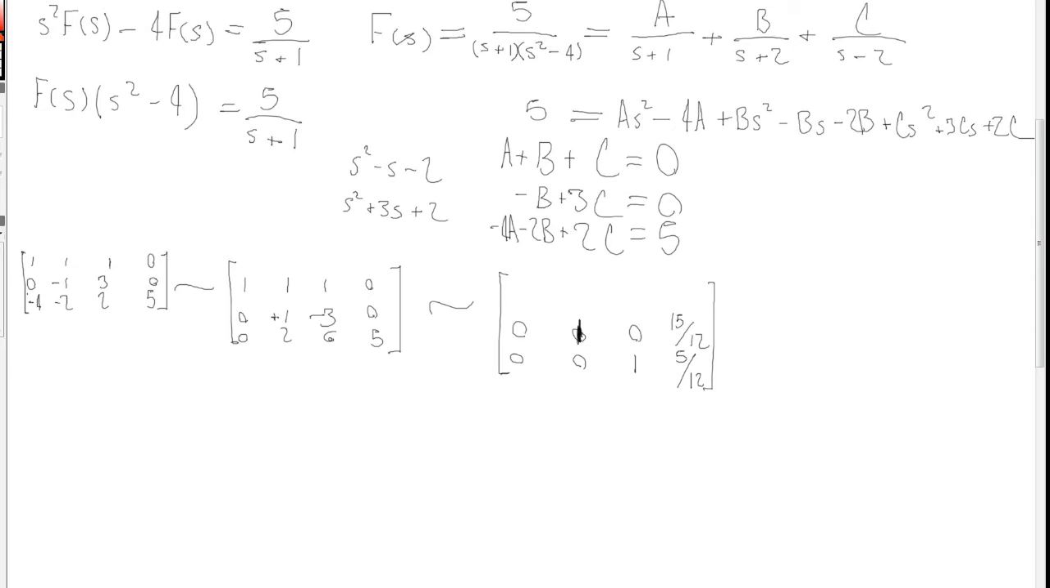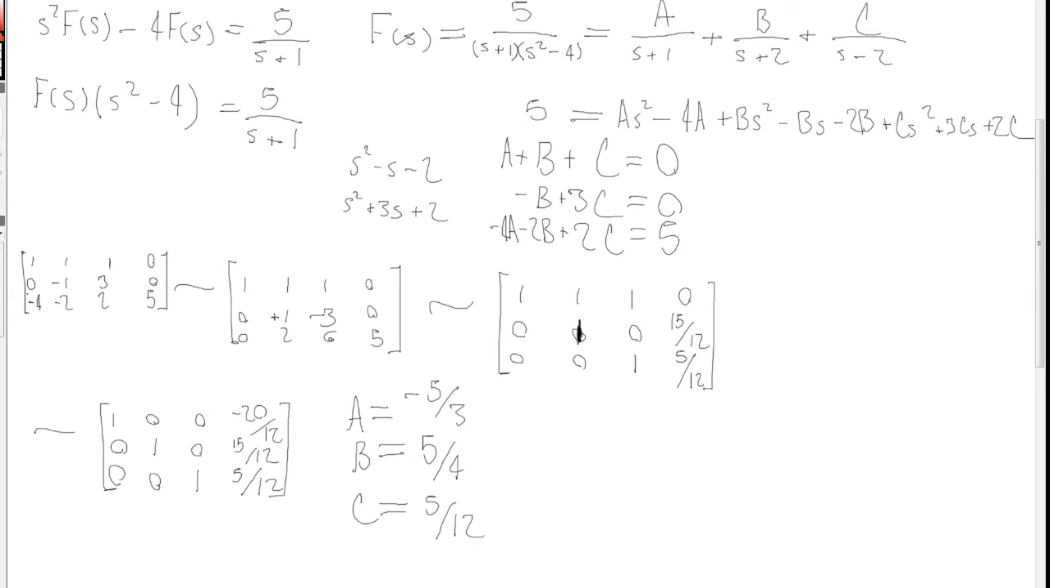I want to really take shortcuts, but I don't want to be confusing. So negative this row added to this is what? It's 1, 0, 1, negative 15 over 12. And negative this row added to the top row.